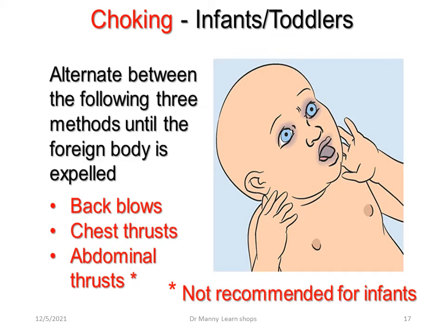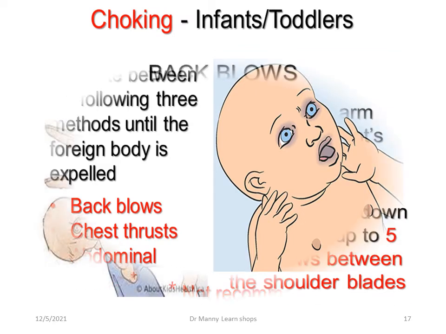When you've got choking infants and toddlers, you can alternate between the following three methods until the foreign body is expelled. However, abdominal thrusts are not recommended for infants. And we can class infants as being from birth to 1 year of age. You've got back blows, chest thrusts, and abdominal thrusts.